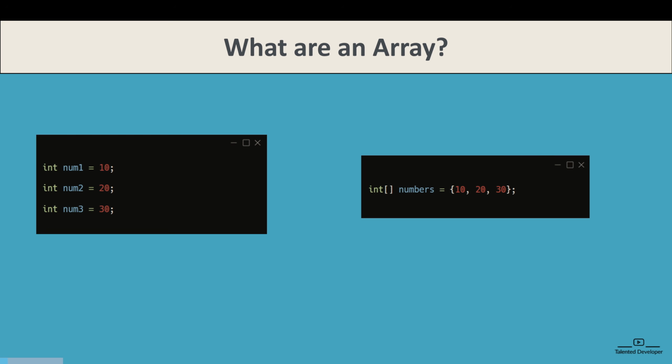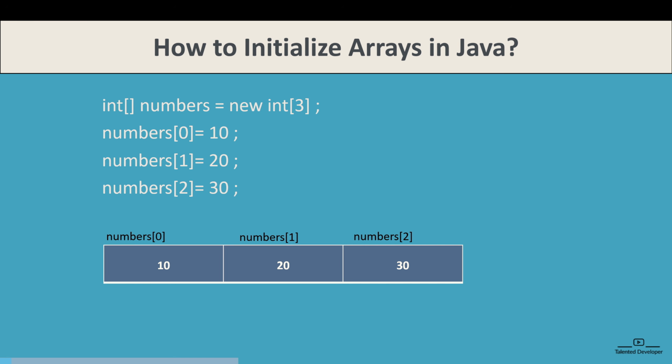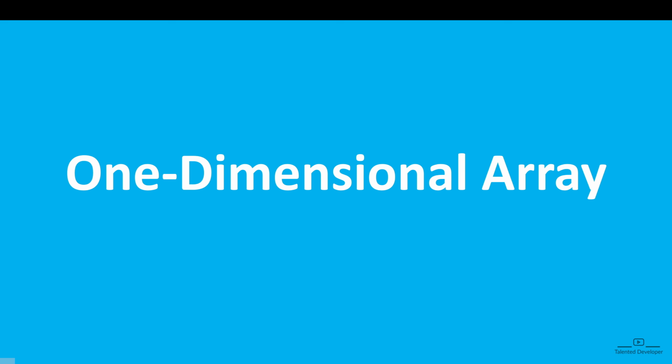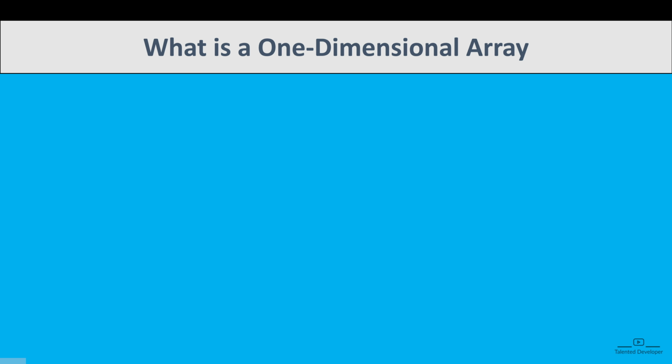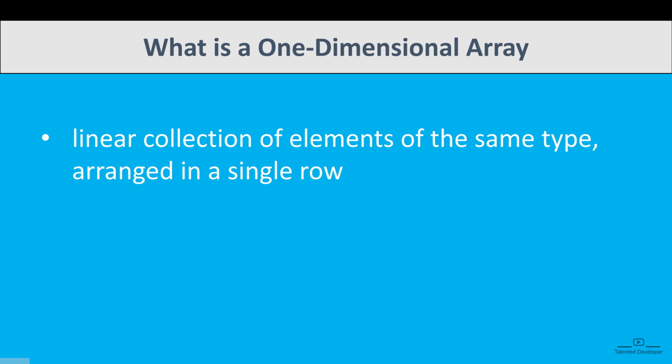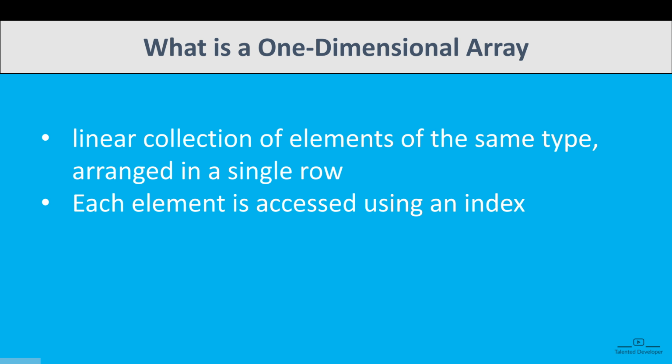In the last video, we introduced arrays and learned how we can declare an array. So in today's video, we are going to focus on the one-dimensional array. So what is a one-dimensional array? A one-dimensional array is a linear collection of elements of the same type arranged in a single row. Each element is accessed using the index. Think of it as a list of values such as marks of a student or price of an item.